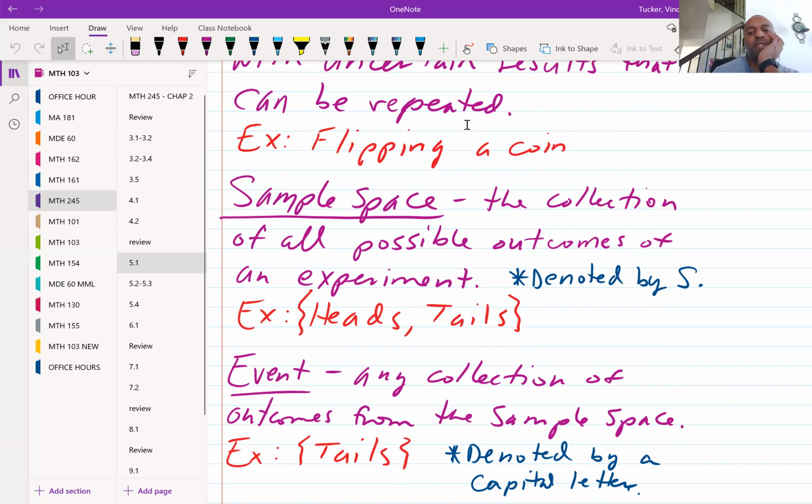And then your event is just any collection of outcomes from the sample space. So if you want to know the probability of landing tails, tails would be your event. And that's denoted by any capital letter. Normally you wouldn't use S because remember S is reserved for sample space, but any other letter you can use to represent your event.